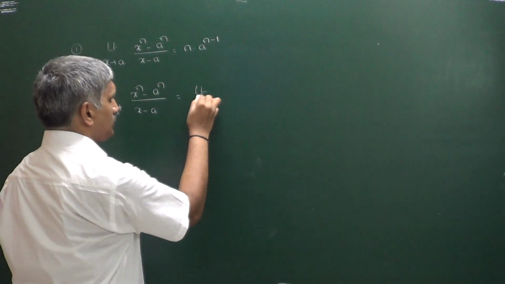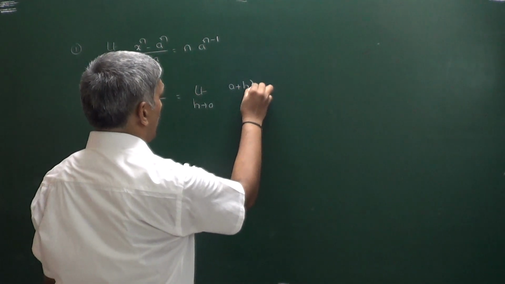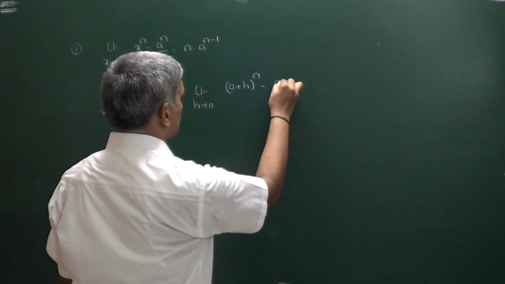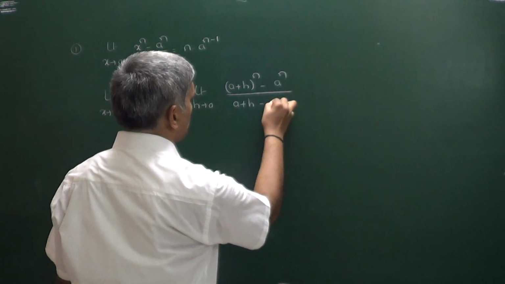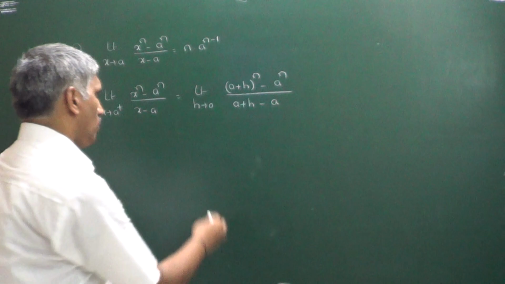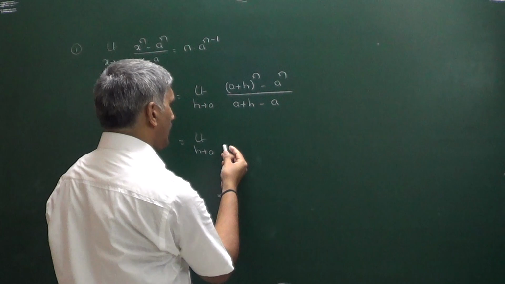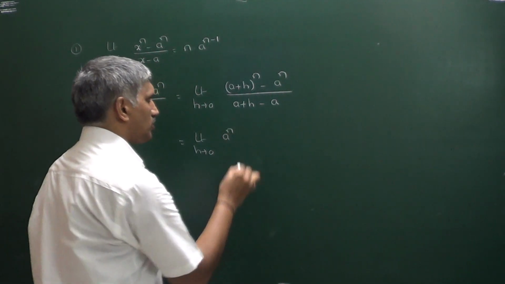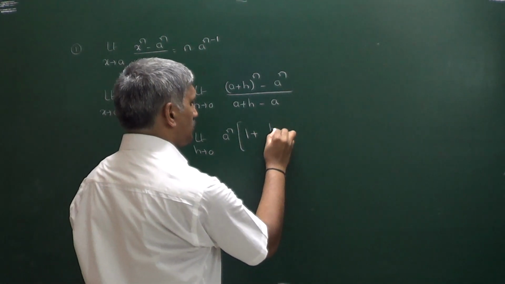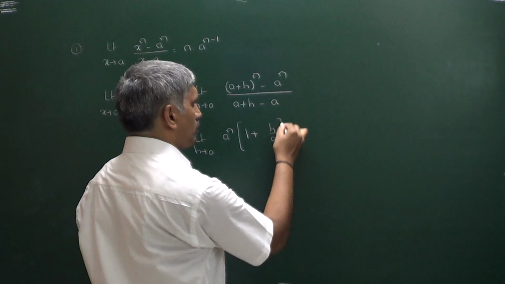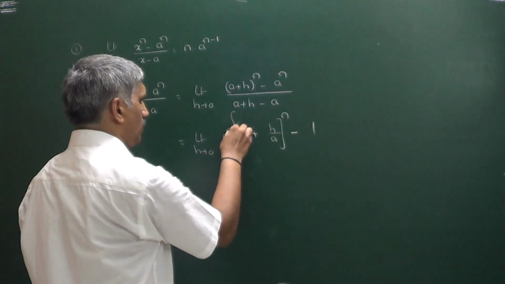That we can write as limit h tends to 0, a plus h whole to the power of n minus a to the power of n divided by a plus h minus a. Now what we are doing here, this can be written as limit h tends to 0, take a common, then we will get a to the power of n into 1 plus h by a whole to the power of n minus 1. Yes or no?